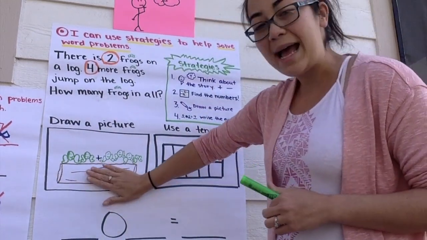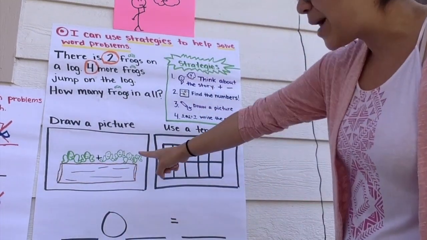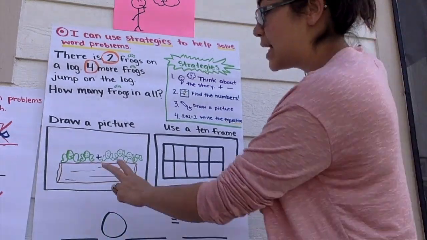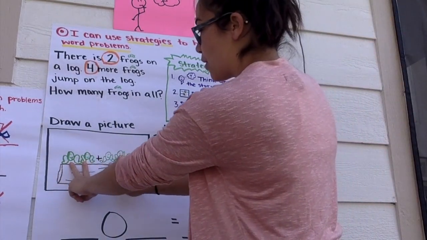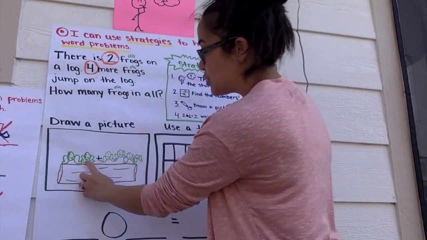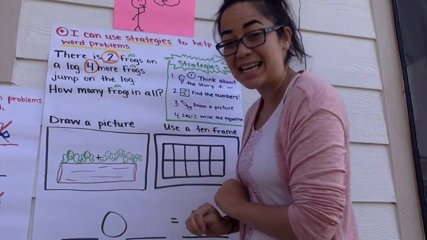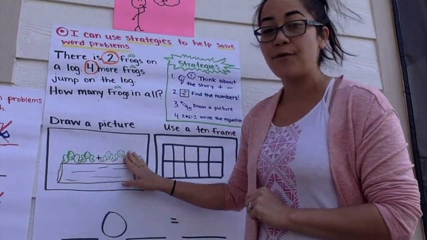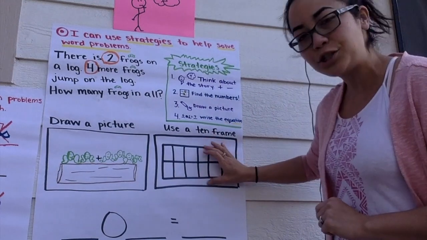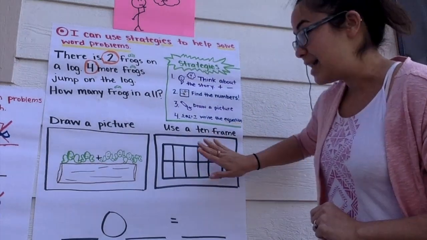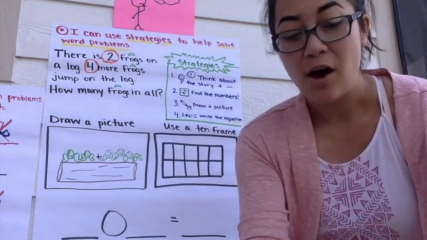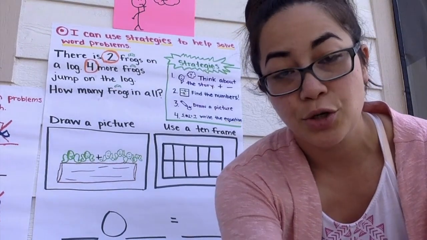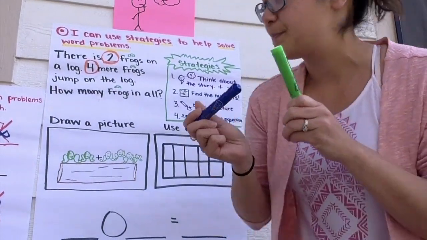All right, so now I have my picture, and I can look at my picture to help me solve the problem. I see 2 and 4. When I count them all together, 1, 2, 3, 4, 5, and 6. I know I have 6 frogs on the log, but let me show you how to do it in the tin frame. Now, we've already kind of practiced this. All you'll need is 2 different colors, okay?